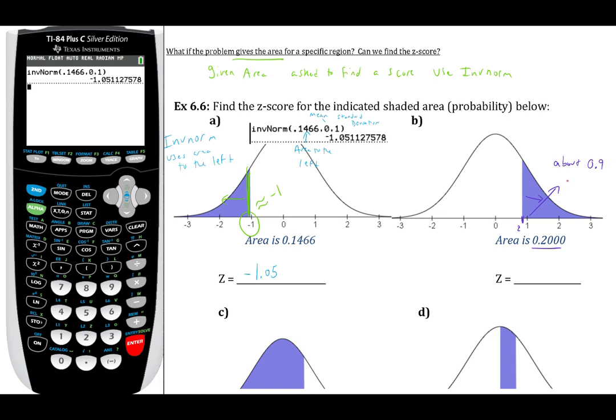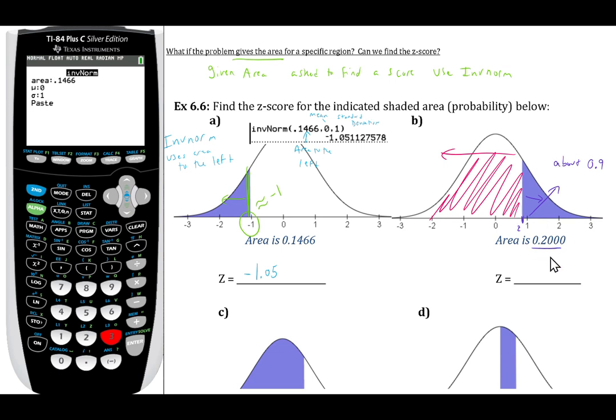Now, using my calculator, I need to type in the area to the left. Again, always thinking of Beyonce. Everything is to the left. When we do the 2nd VARS, number 3, inverse norm, because again, we're given the area, we're trying to find the z-score. I'm going to do this in 2 different ways. The first way is, since I know the area to the right is 0.20, I can actually just type in 1 minus 0.2 as my area. And I'll find that my z-score is 0.84.